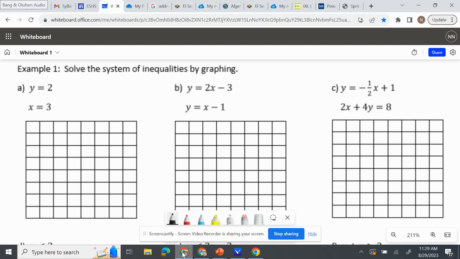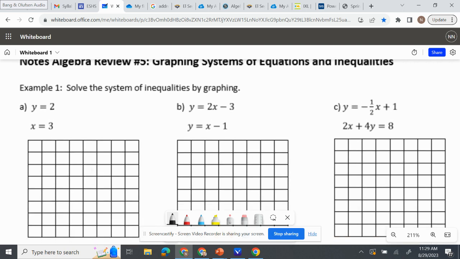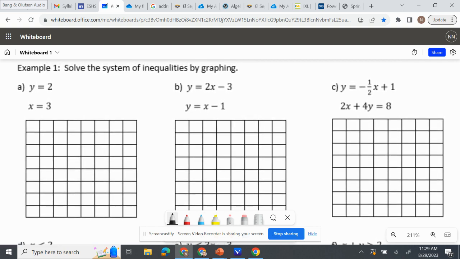What we're going to do is we're going to graph systems of equations and inequalities. The first three that we're going to do are equations, and then we're going to look at inequalities. So we have y equals 2. What we're going to do is we're going to graph each one of those equations.